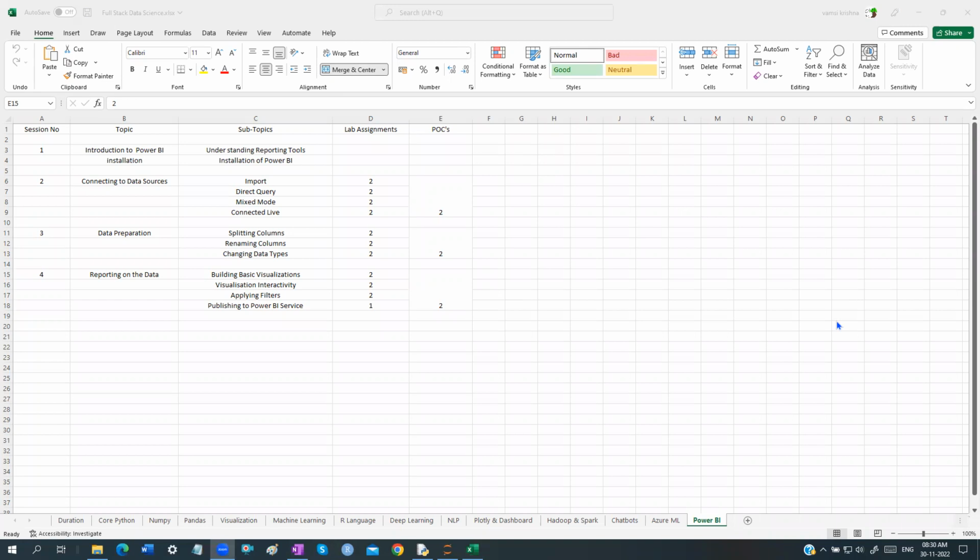POC stands for proof of concept. It's like testing your examples, basically your assignments. Lab assignments are what we do in class, and you have to do some additional examples.